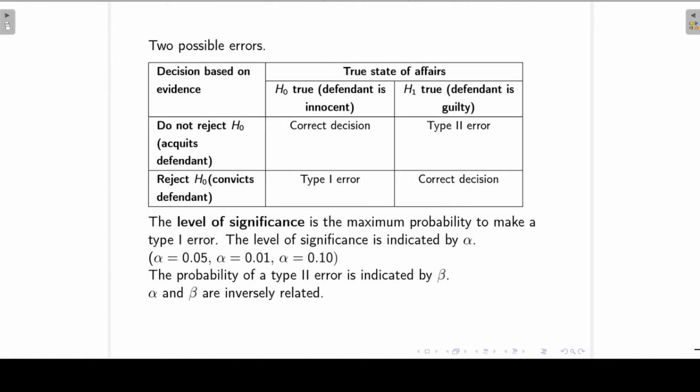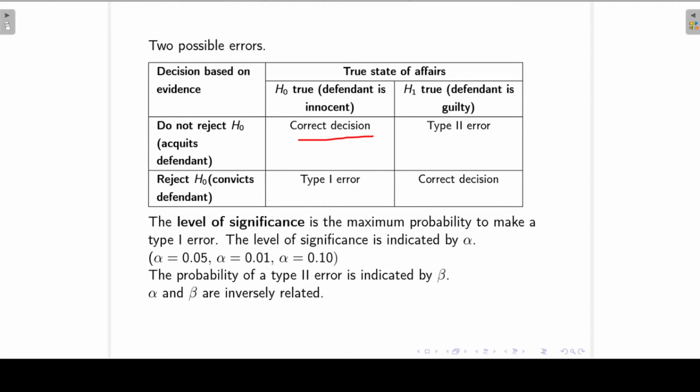So we can think of it in this way. We have the true state of affairs, which is unknown to the judge or to us. And then we have to make a decision based on some evidence. So the true state of affairs can be when the null hypothesis is true. For our example, that would mean that the defendant is in fact innocent. And we have the alternative hypothesis, which is that the defendant is guilty. Now, if the judge, based on the evidence, decides to not reject the null hypothesis of innocence, and the true state of affairs is in fact that the defendant is innocent, then we are making the correct decision.